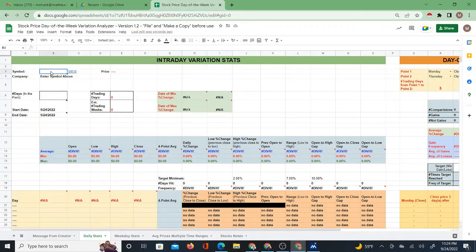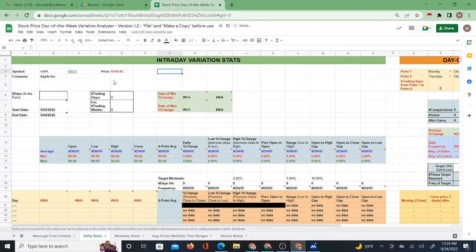So the first thing is to go to this cell, B3, to actually type in a stock symbol. For instance, AAPL is Apple. And you still don't have stock data, but you do have the current price and the company. The reason you don't have data is because you have to put in the number of days that you want to go back in the past. There are many years of stock market history, so how much time are you looking for?